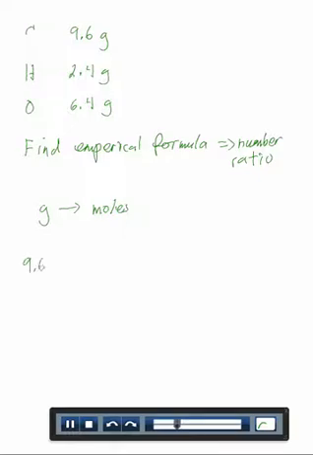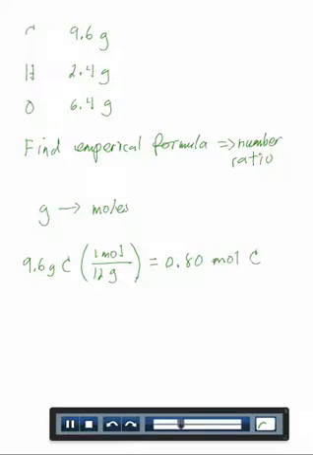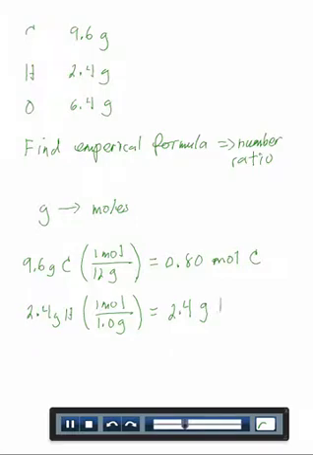So we have 9.6 grams of carbon, and there's 1 mole per 12 grams of carbon. We find that from the periodic table. That gives us 0.80 moles of carbon in our sample. Do the same thing for hydrogen. 2.4 grams of hydrogen times 1 mole per 1.0 gram. We get that from the periodic table. That's equal to 2.4 moles of hydrogen.